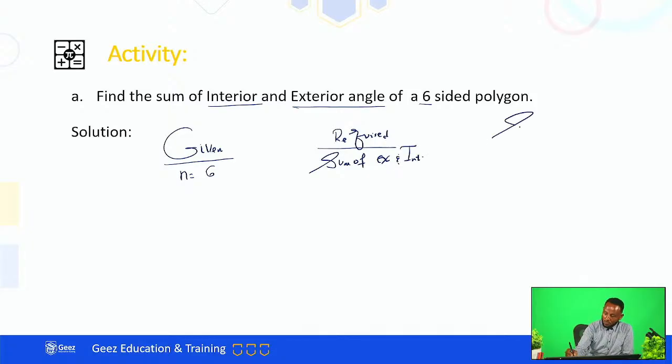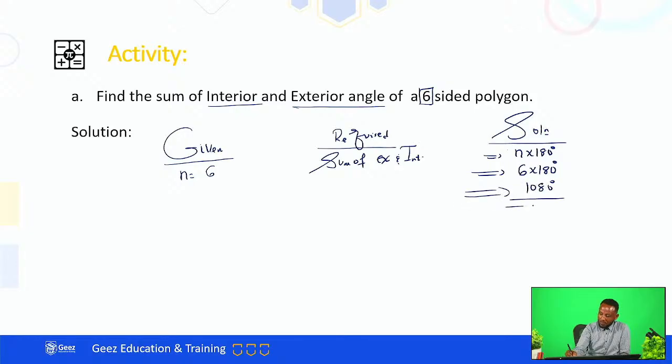Therefore, the solution is as follows. The solution is given by n multiplied by 180 degrees, where n is the number of sides of the polygon. So based on the example, you are asked to find the sum of the interior and exterior of a six-sided polygon. So you just insert 6 in place of n and multiply by 180 degrees. So finally, what do you have? You have 1080 degrees, full stop.